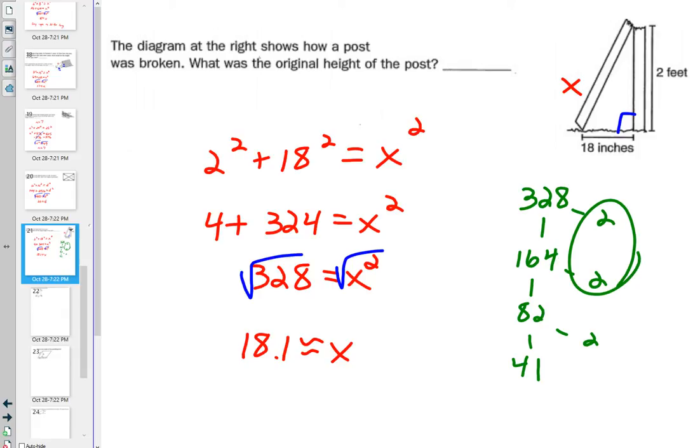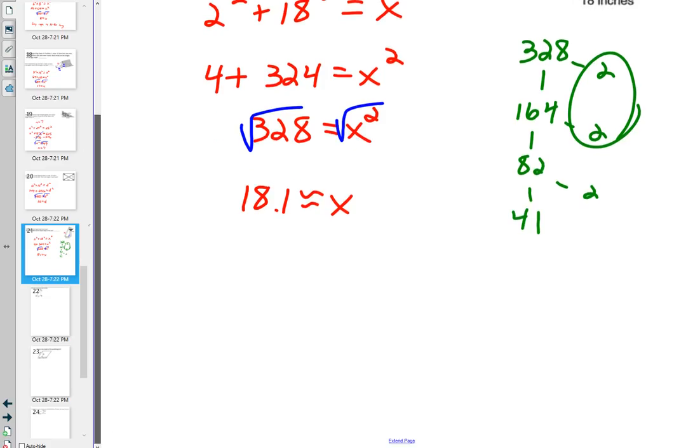what should we do? Add 2 to it, sure, because if I were to somehow fix the pole, the broken part is the 18.1, but then there's still 2 feet that are standing. So we'll just say that the pole was 18.1 plus 2. If I would have left the radical, then the addition would not be possible. And actually, this would be rounded.